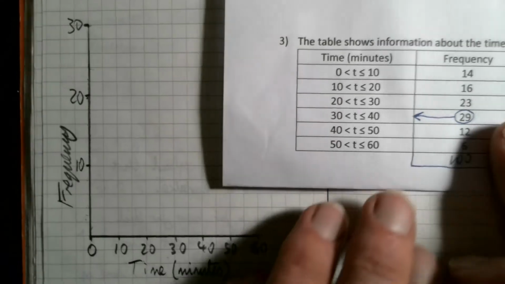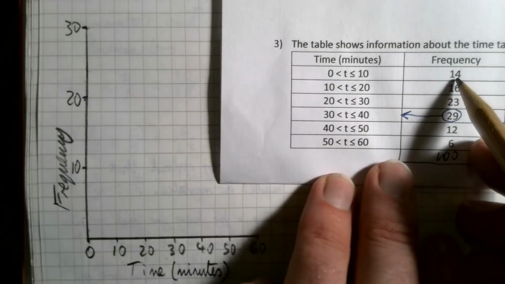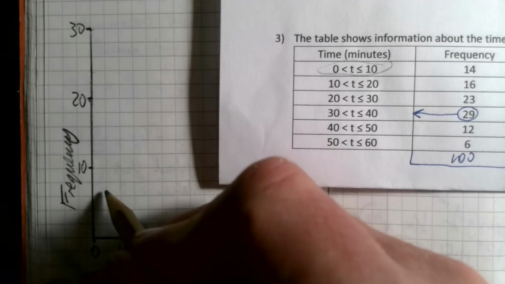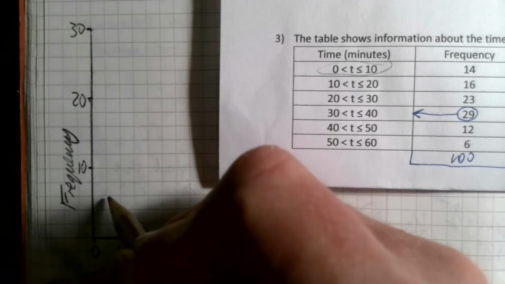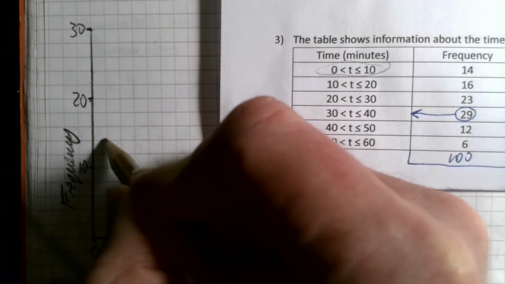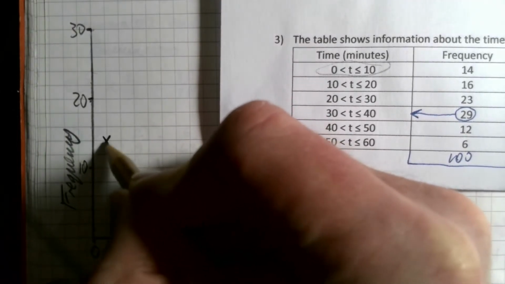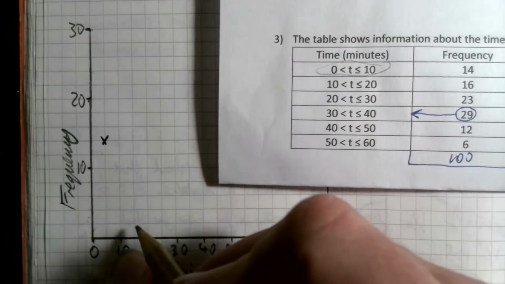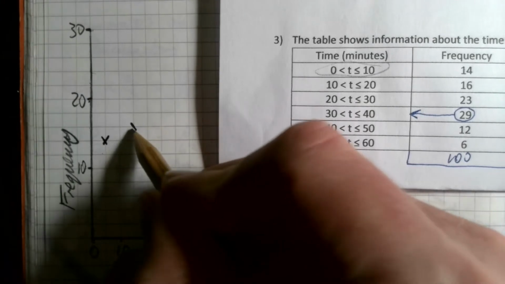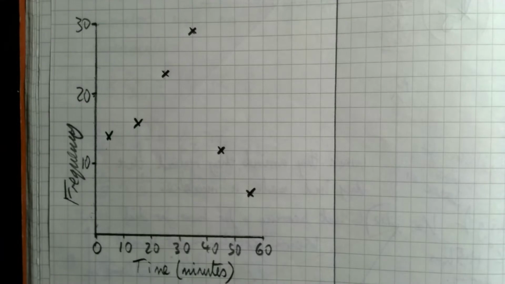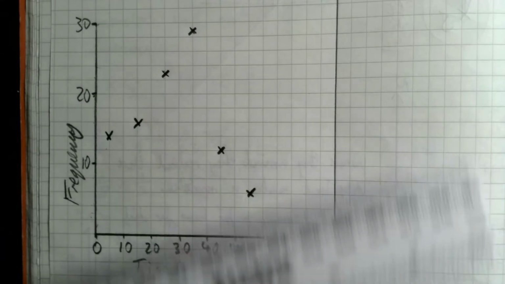Now, when plotting a frequency polygon, it's all about plotting the midpoint of the class against how many you've got. So between 0 and 10, the midpoint is 5, the frequency is 14, so 14 would be just there, so I'm going to put a little cross there. Then 10 to 20, 15 is the midpoint. I'm going to go up to 16. Continuing that on, you should get a load of crosses that look something like that, and then you join them together.